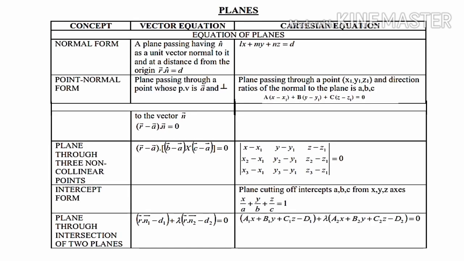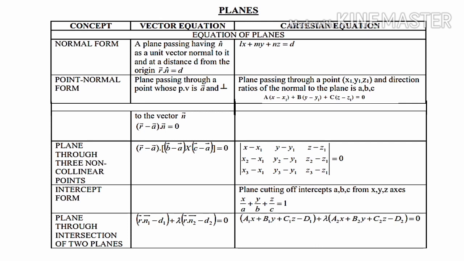Next, we shall bring the formulae for planes under one frame. The first one we have learned is the normal form. The vector equation is vector r dot unit vector n equals d, and the Cartesian equation is lx plus my plus nz equals d. Next is the point normal form. The vector form is (vector r minus vector a) dot vector n equals 0. The Cartesian form is a into (x minus x1) plus b into (y minus y1) plus c into (z minus z1) equals 0.